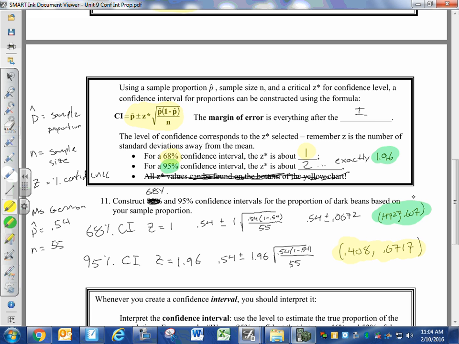Well, what could I do so that I have a smaller range, but still have a 95% confidence? Put your phone away, Mr. Englander. This is an important question.